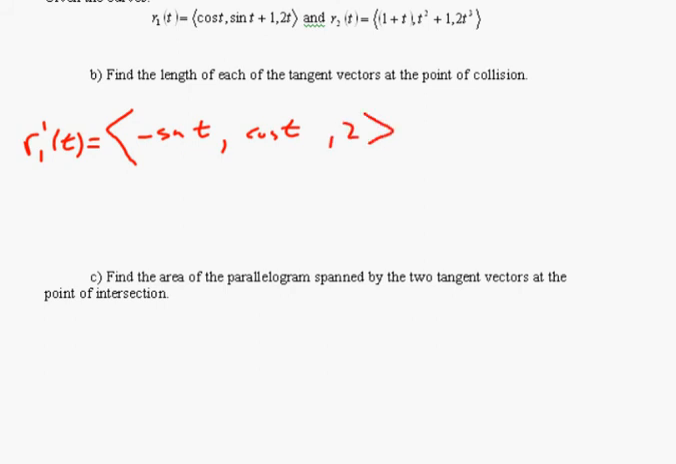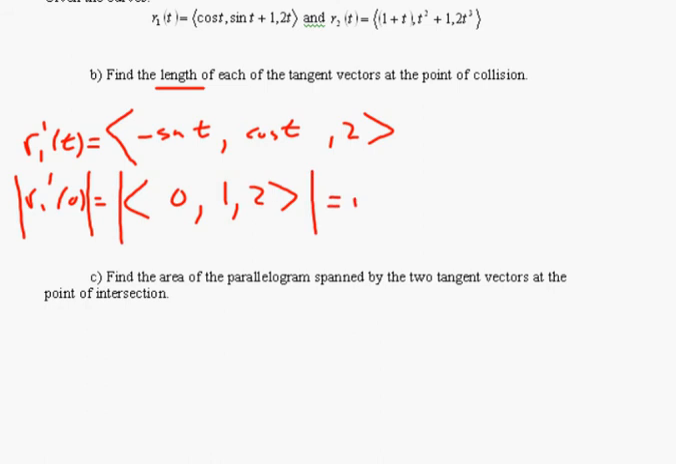And that's not really enough because they want the length of these things at the point of collision. So you have options. You could plug in 0 first, if you like. So let's do R1 prime of 0. We would have negative sine of 0. Well, sine of 0 is 0, and negative 0 is 0. Cosine 0 is 1, and that's 2. The norm of that now, which is what we really want because they asked for the length, would be square root 5. Okay, good. Do the same thing for R2 prime of t.